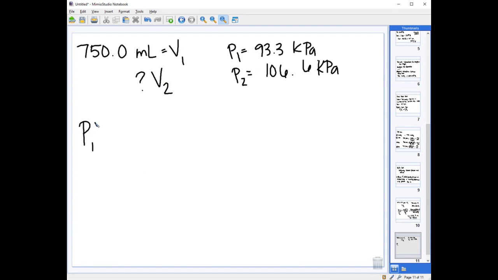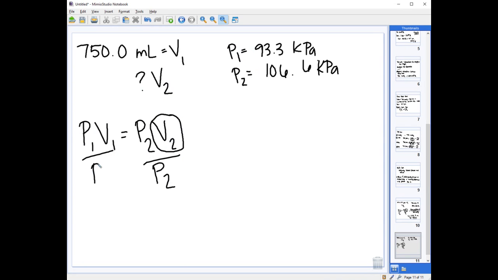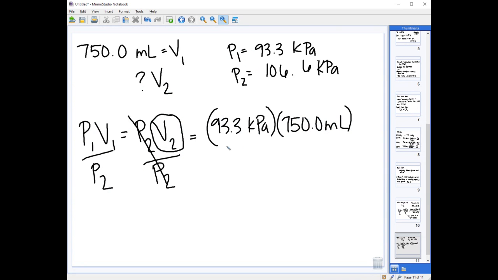Okay, so I'm going to set up my equation. P1 V1 equals P2 V2. Again, I'm looking for my V2 here, so I'm going to divide both sides by P2. So now I'm going to plug in P1, 93.3 kilopascals times 750.0 milliliters divided by 106.6 kilopascals. Kilopascals cancel. I'm left with milliliters, my unit, which is acceptable.